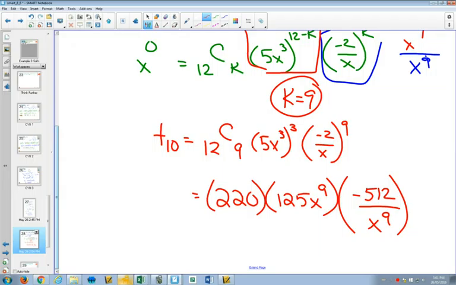Now that we have just numbers, we can multiply them together. 220 times 125 times negative 512. And in these questions, you can get some very large numbers. And your x's all cancel out. This is x to the 0. Negative 14,080,000. It's a pretty big number. Okay, the question that you can do after this one is number 9.